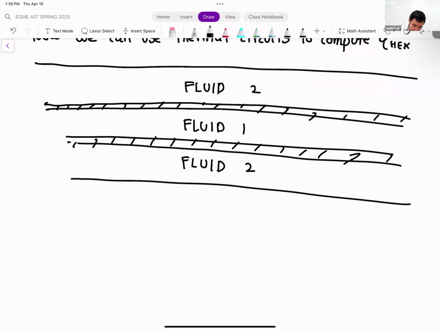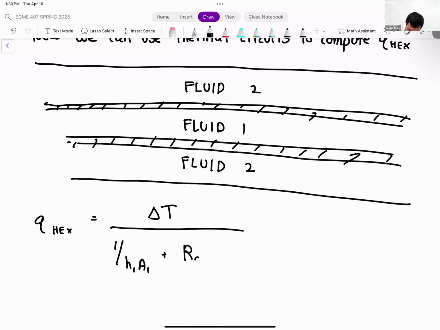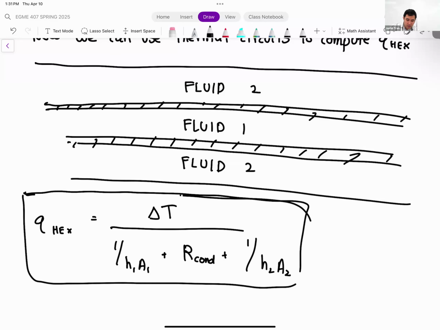And so if we draw a thermal circuit here, we can say that Q of the heat exchanger is equal to delta T, which we'll talk about in a second, divided by 1 over h_1 A_1, plus the conduction resistance through the wall, plus 1 over h_2 A_2. So this provides us an alternative way to compute the Q of the heat exchanger. And notice how this does not rely explicitly on the inlet and outlet temperatures of the fluids.